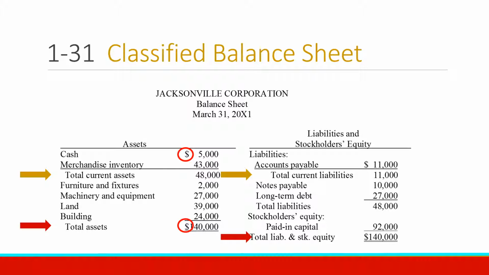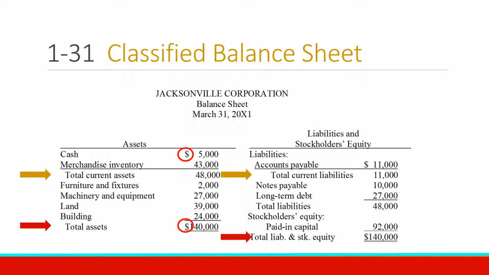Over on the liability and shareholders' equity side, we're going to add together the current liabilities of 11, the notes payable of 10, and the long-term debt of 27,000 for a total of the liabilities of 48,000. So we've got to provide a subtotal there of that. And then the only equity we have presented is the paid-in capital of 92. And so when we add the 48 of total liabilities to the 92 in shareholders' equity, we end up with a grand total on that side that's liabilities plus equity of $140,000.